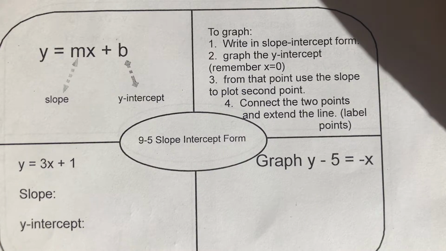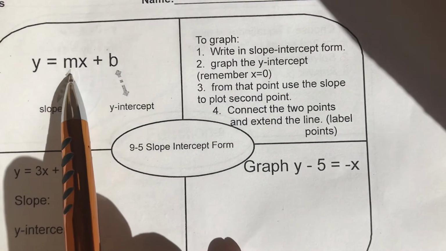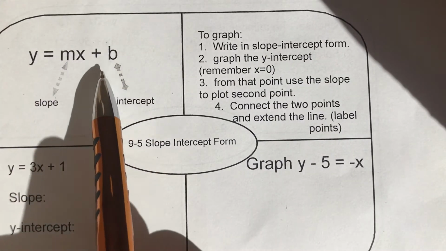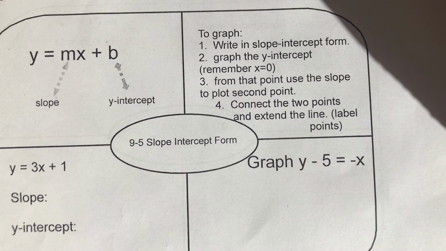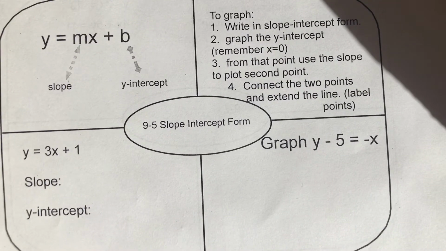So if you can get it into this format, you will now know the slope of the line is always what is in front of the x, and then the plus b or minus b will be your y-intercept. Today we're not going to graph, we're just going to make sure we have it in the slope-intercept form, and then we're going to make sure we know what is the slope and what is the y-intercept.